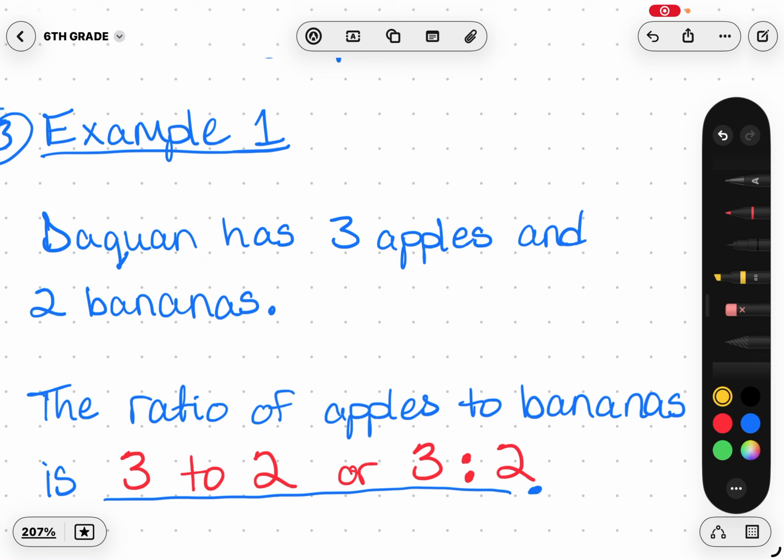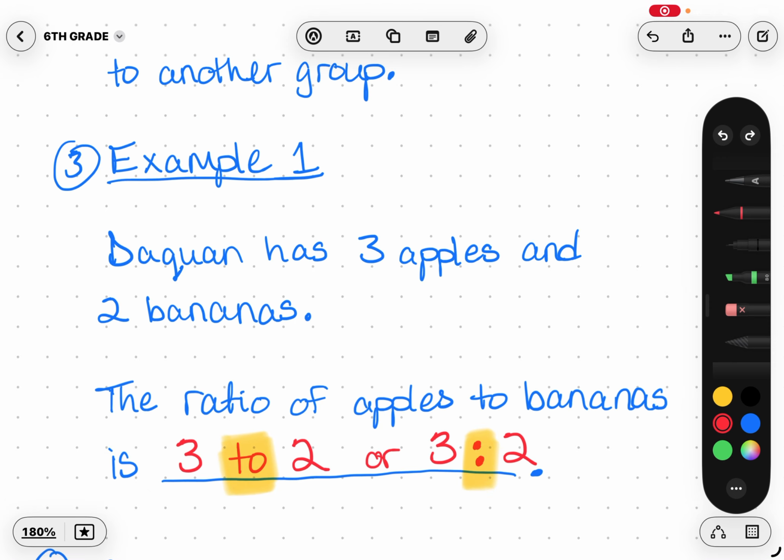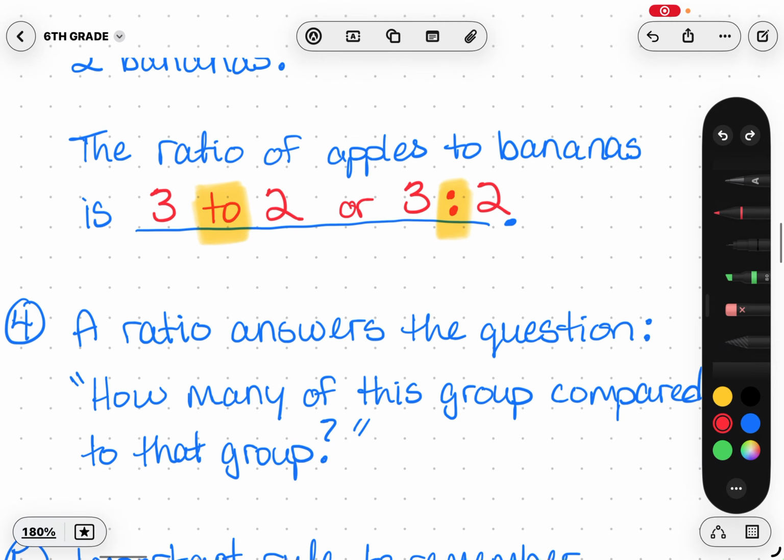Okay? So what I want to emphasize is that the word "to" and the colon mean the same thing. The colon in mathematics means "to." So most of the time, we're going to see our ratios written like this. However, you can write it using the word "to." All right? So just wanted to emphasize that. All right, now, so that's how you write a ratio, and that's how you identify them. So once again, just as a reminder, a ratio answers the question, how many of this group compared to that group or some other group, okay?